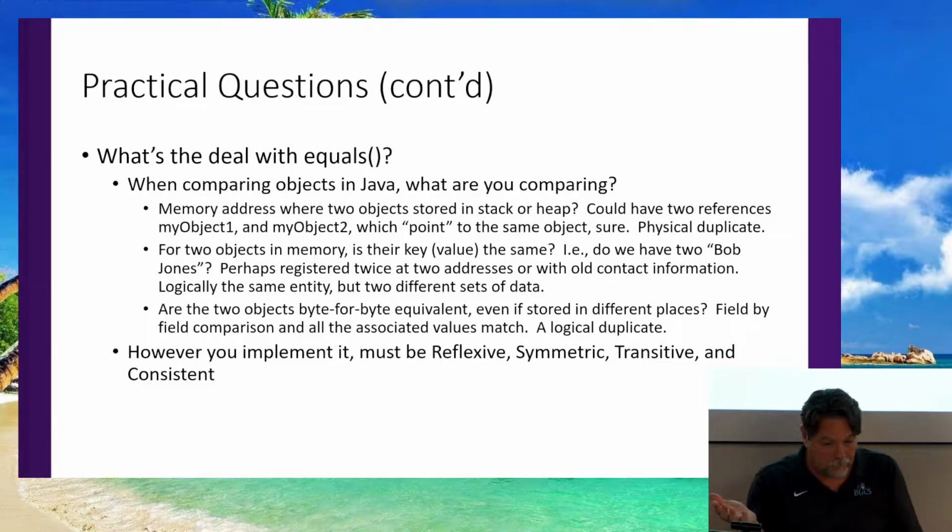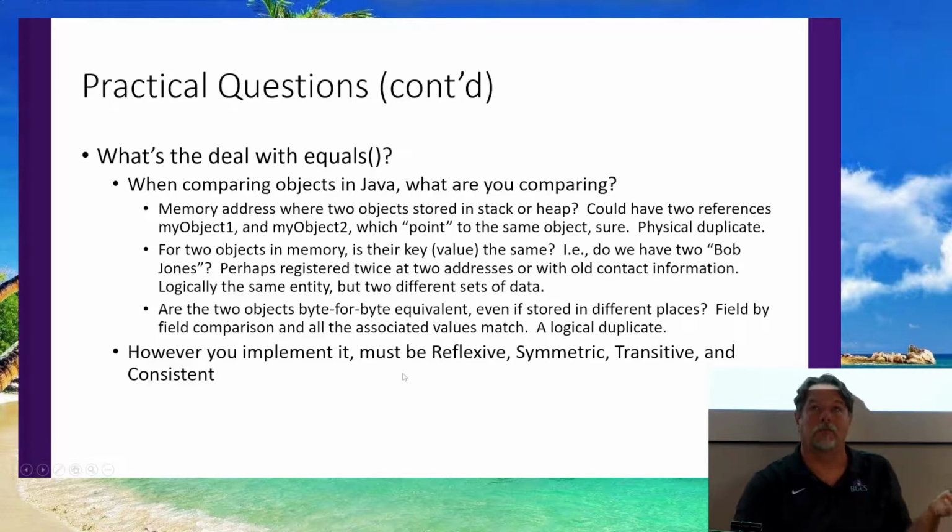Symmetric. So if A is equal to B is true, then B is equal to A must also be true. Transitive is the extension of that. If A is equal to B and B is equal to C, then A had better be equal to C, and vice versa. So that's transitive. And then consistent. What was consistent again? I forget. Somebody remind me what consistent is, if you can Google that real quick.